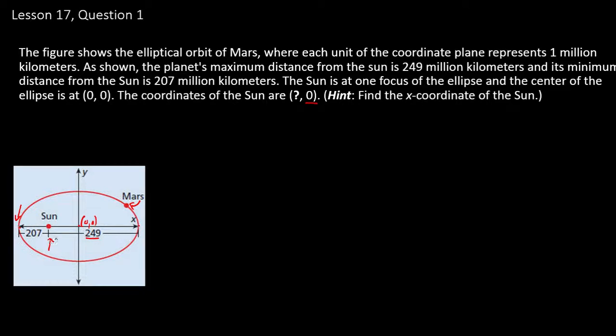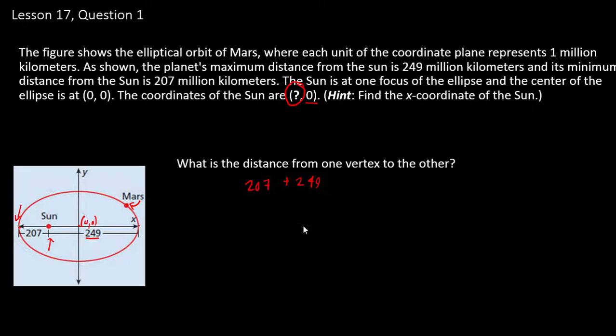So I want to know the coordinates of the Sun. Really, again, because the Sun sits on that axis, I know that the y-coordinate is 0. So I'm just trying to find the x-coordinate of the Sun. To find that, I need to ask myself a few questions. First, what is the distance from one vertex to the other? I can see that the segment from here to here is 207. The segment from the Sun to here is 249. So if I add them together, that tells me the total distance from one vertex to another. So that's important to consider.